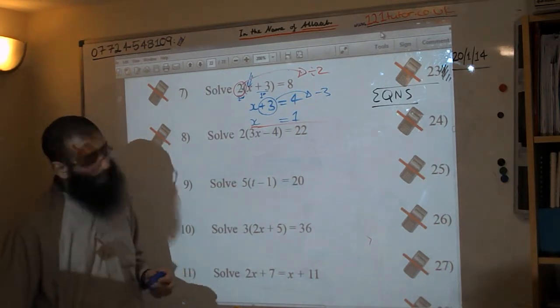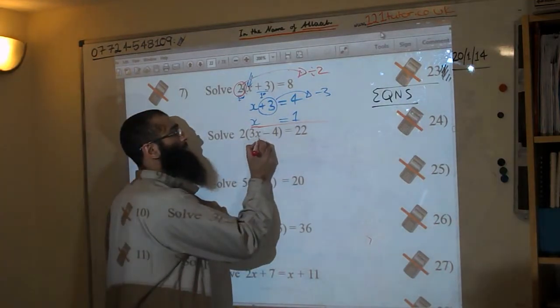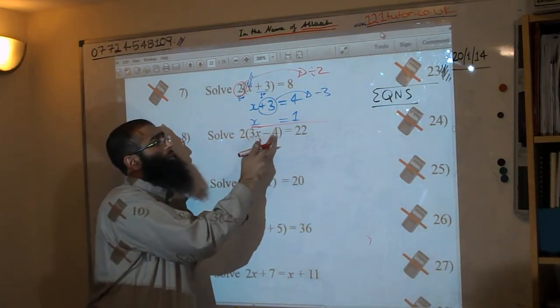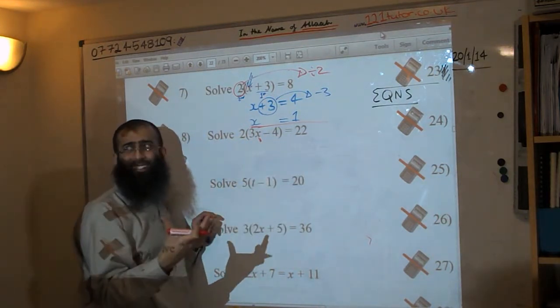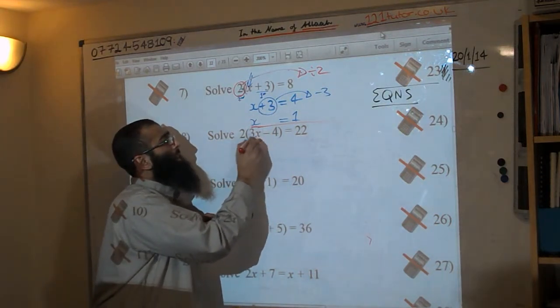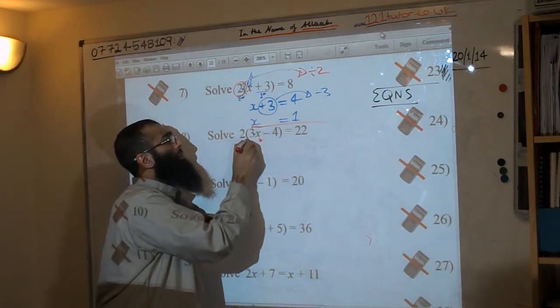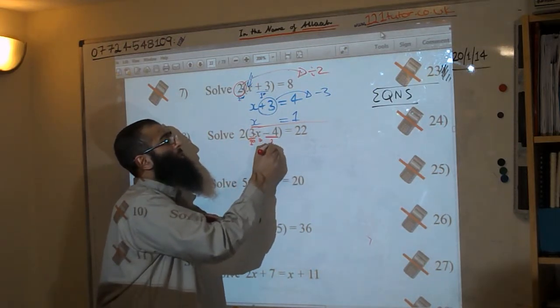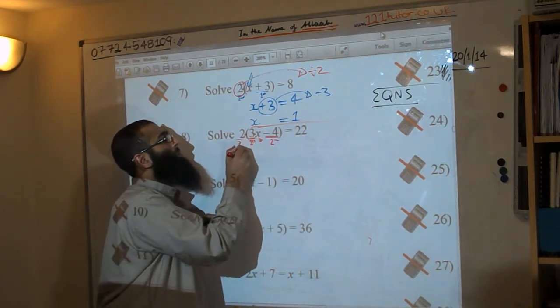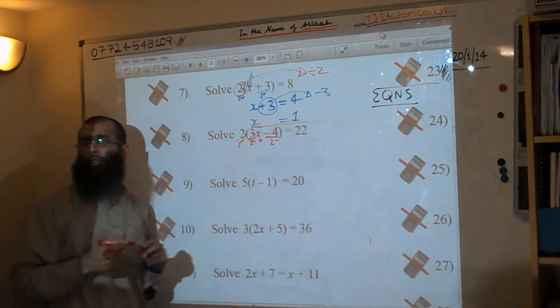So, we start our equation, Hassan, at x. If you have to solve this question here, 2 bracket 3x minus 4 equals 22. This is again still a linear equation. We have to solve that. So we start with x. x is being timed by 3, that's called the first action. Then it's been minus by 4, that's called the second action. And then it's been timed by 2, which is called the third action.